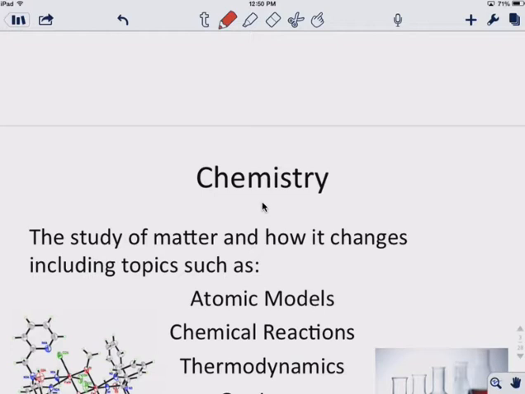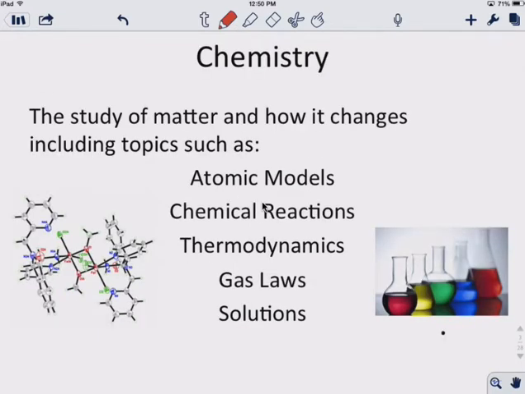So what is chemistry? Chemistry is the study of matter and how it changes, including topics such as atomic models, chemical reactions, thermodynamics, gas laws, which will be a really good lead-in as you prepare for physics, as well as solutions.